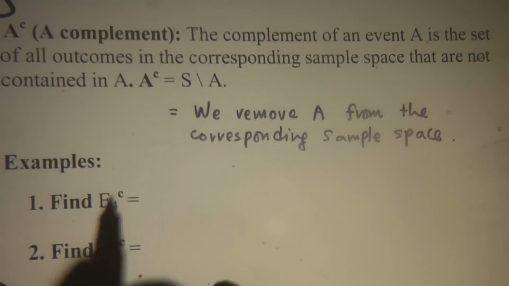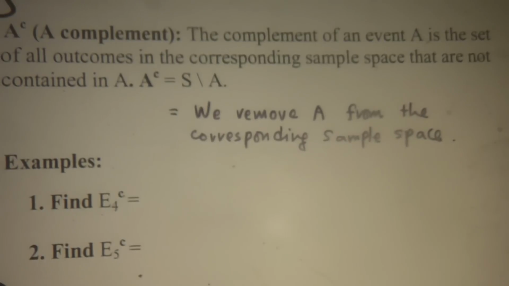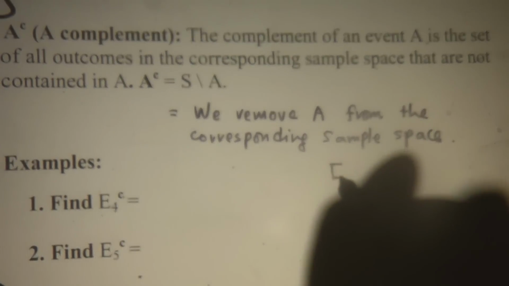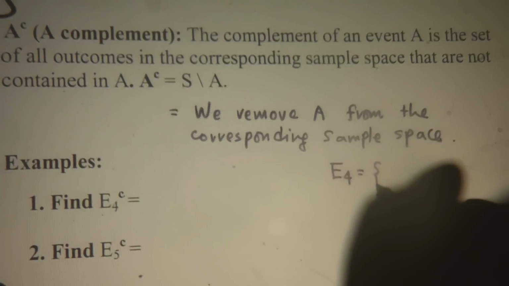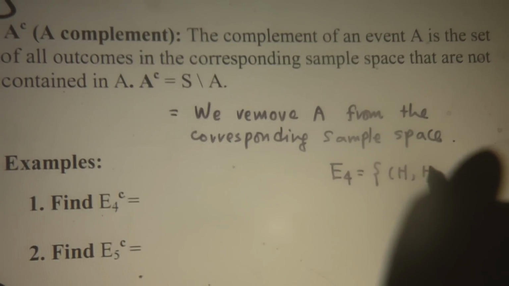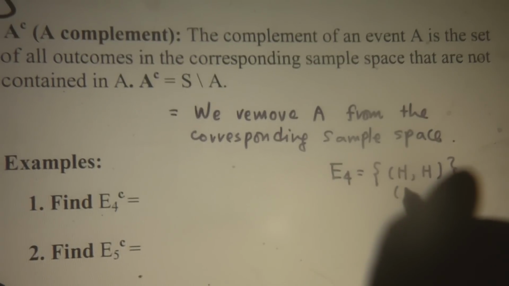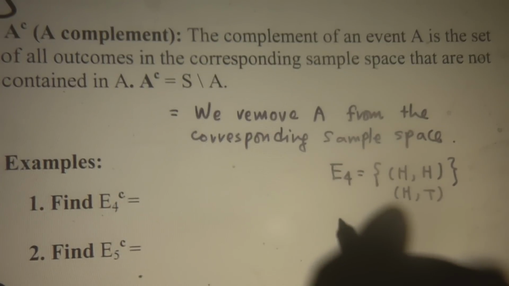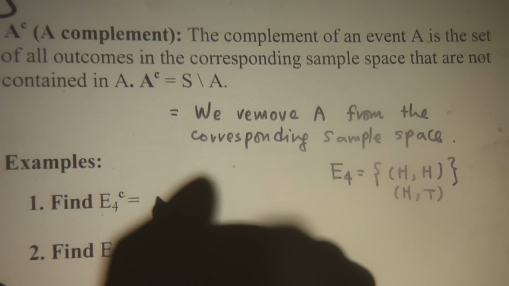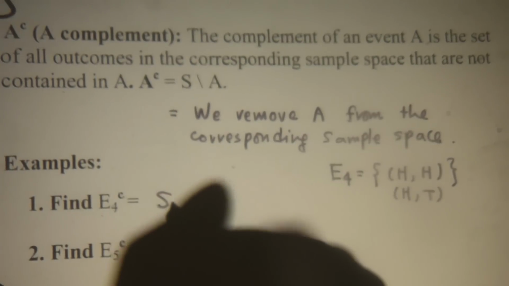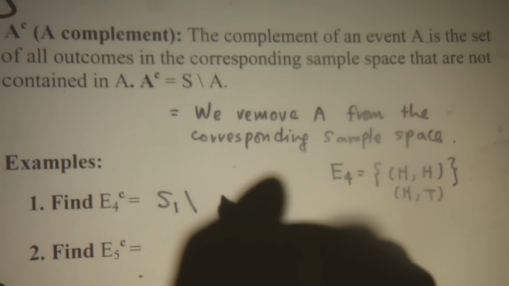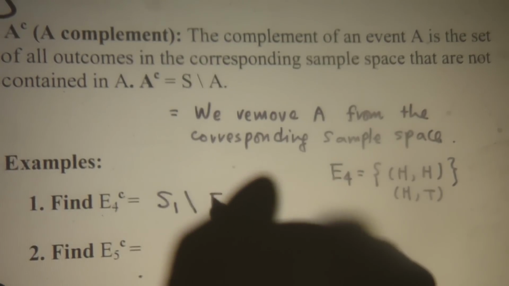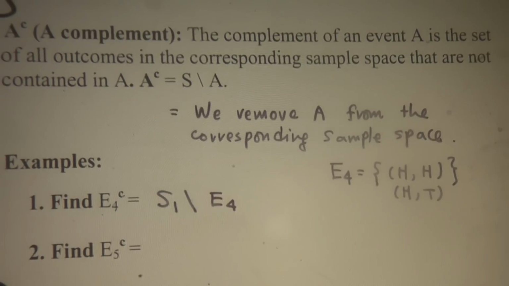For example, E4 complement. What's E4? E4 is that we see a head on the first flip of random experiment 1. So, what is E4 complement? E4 complement is S1. From S1, we remove E4. Okay? We remove E4 from S1.